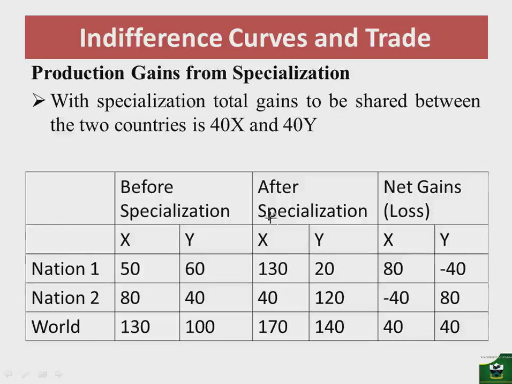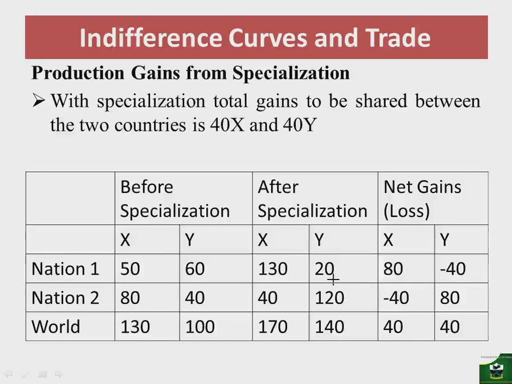And as such, we see that after specialization, nation 1 is going to produce 130 of X and 20 of Y. And from this, we can see that nation 1 has increased the production of commodity X because commodity X is the commodity of its comparative advantage. And also we can see that nation 1 has reduced the production of commodity Y to 20 from 60 because commodity Y is a commodity of its comparative disadvantage. Therefore, nation 1 will produce 130 units of X and 20 units of Y after specialization.